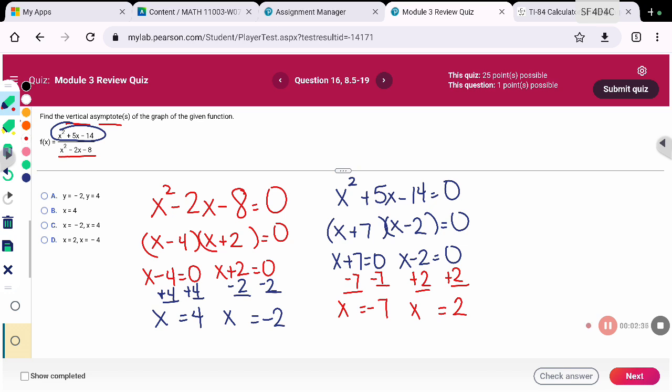So you'll notice that none of these are the same as the zeros of the numerator. So you have x equals 4 and x equals negative 2. Okay, remember, it's always x equals, so there are never y equals on vertical asymptotes.